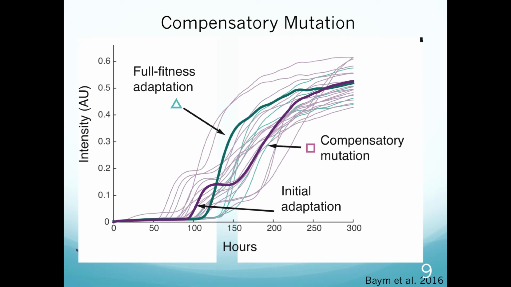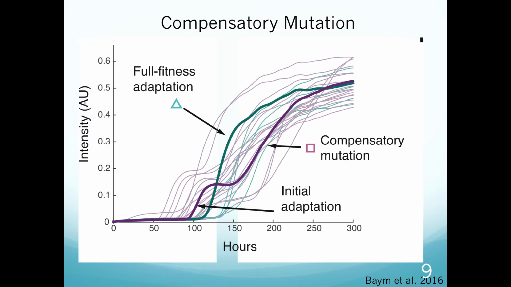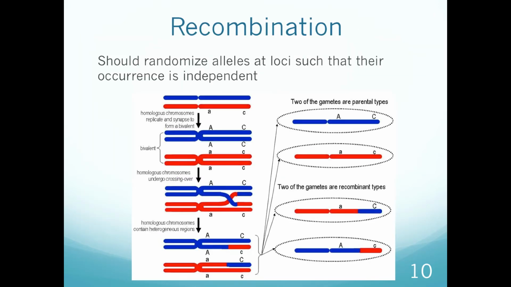We saw an example of this in Baym et al., where, while there were some bacterial strains of E. coli that would have a single mutation that would bring them to full fitness and able to deal with the antibiotic, many of the strains, shown here in purple, had to first have one mutation that gave them resistance to the antibiotic but traded off growth rate, and then a second mutation which allowed them to have a higher growth rate, this compensatory mutation. So those two genes in bacteria are inextricably linked because the bacteria have a haploid genome.